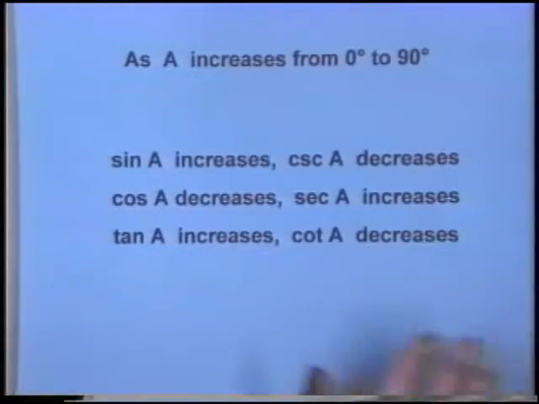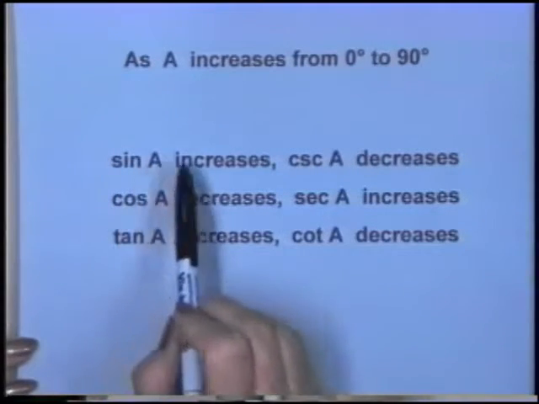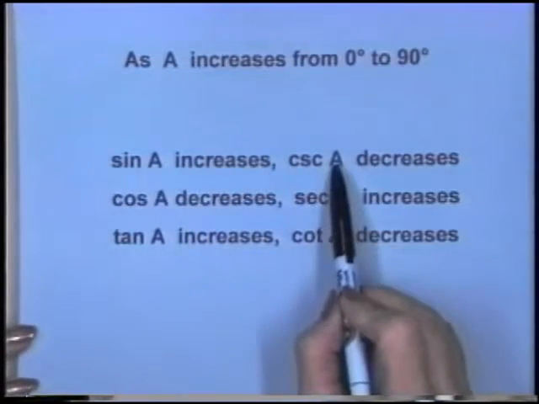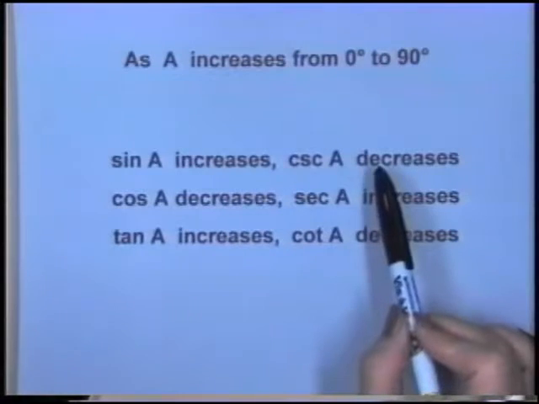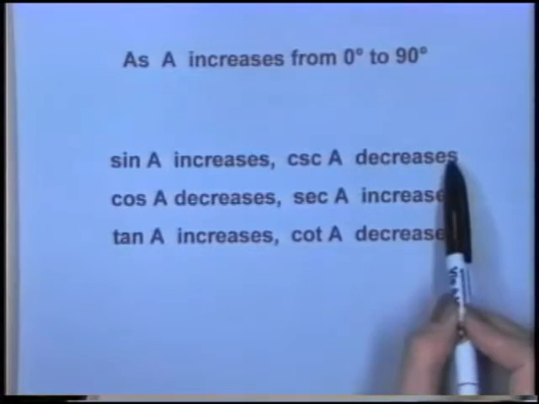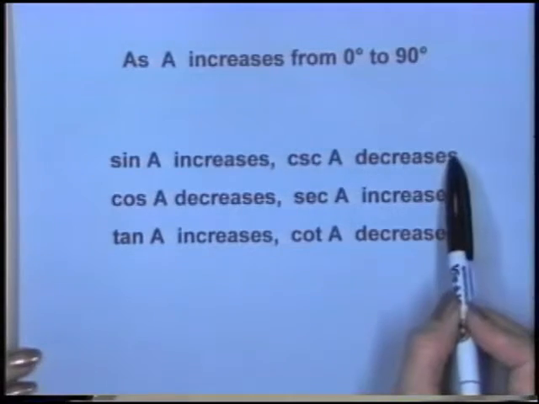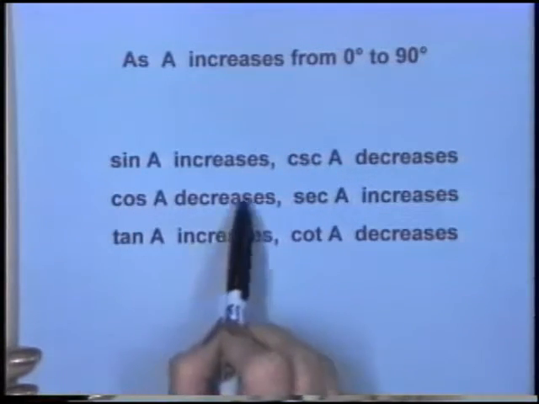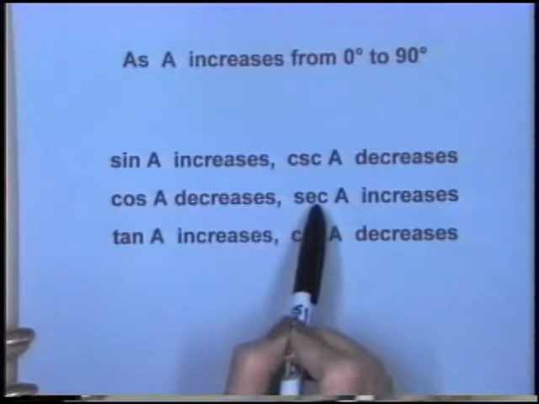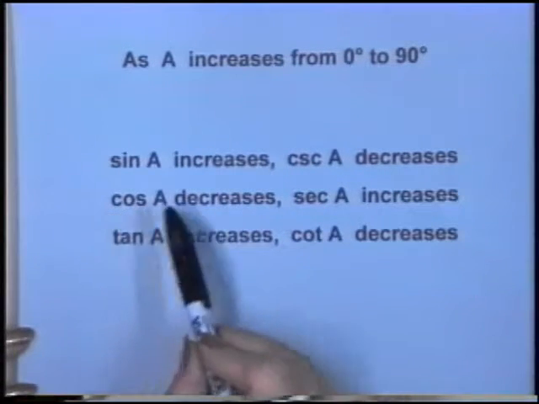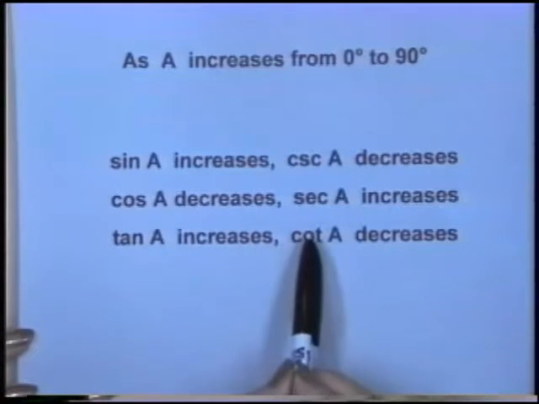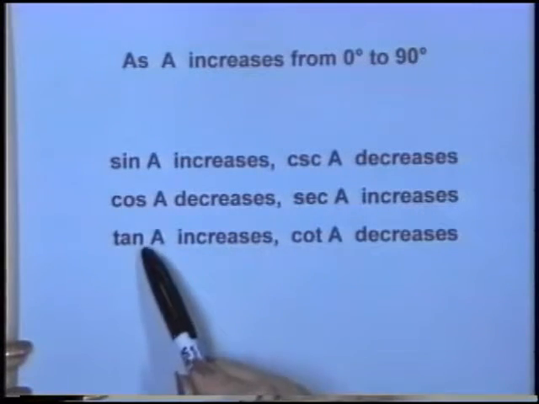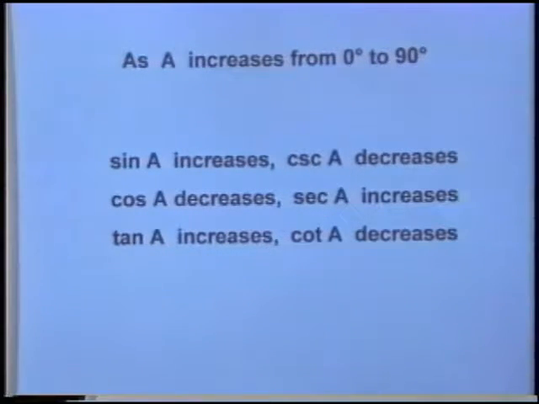Okay, so here's the summary. As A increases from 0 degrees to 90 degrees, the sine of angle A increases. Because the cosecant is the reciprocal, if one number is increasing, then its reciprocal will decrease. So the cosecant of angle A decreases. The cosine of angle A decreases, and because the secant is the reciprocal of the cosine, it will increase. And the tangent of angle A increases, and because the cotangent is the reciprocal of the tangent, that means that the cotangent will decrease.